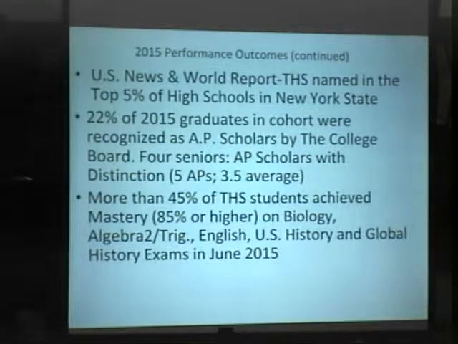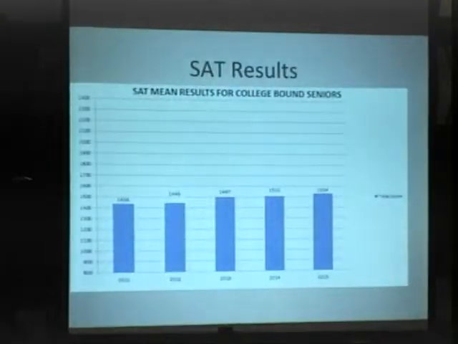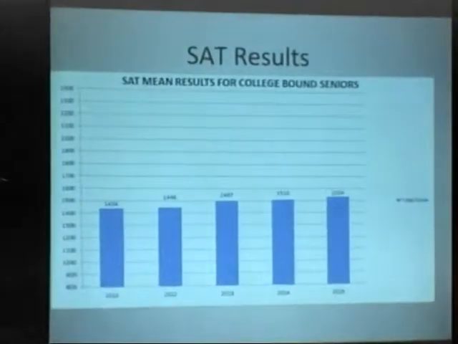They took 3 APs or more. And 4 seniors were AP scholars with distinction, which means they took 5 APs and had a 3.5 average. And this is the June results here. More than 45% of the high school students achieved mastery on biology, algebra 2 trig, English, U.S. history, and global history exams. SAT results, again, the trend is upward. We're up 24 points, continuing to embed the SAT curriculum in our school program.